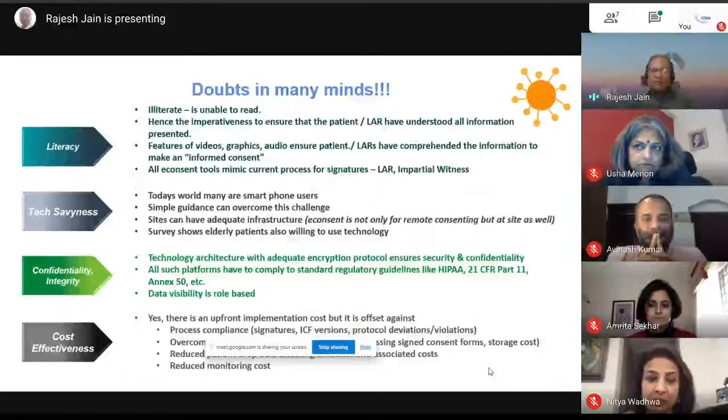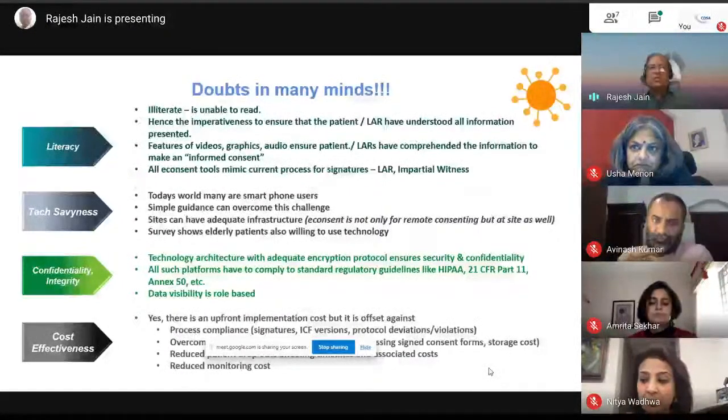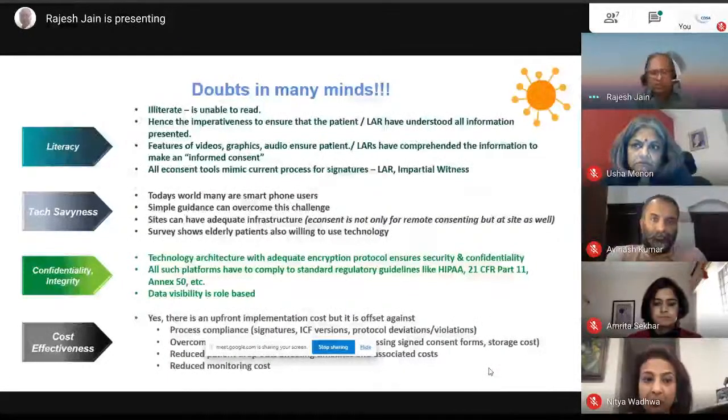If the patient doesn't really have that, why not have the sites make that infrastructure available, and they can still reap the benefits of an e-consent technology without having to compromise on the benefits that you can see otherwise. Confidentiality is all very well maintained, guys.